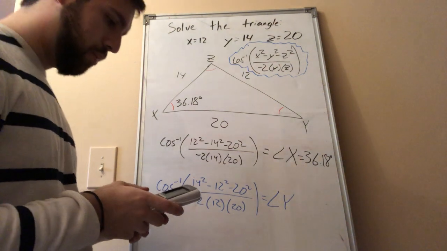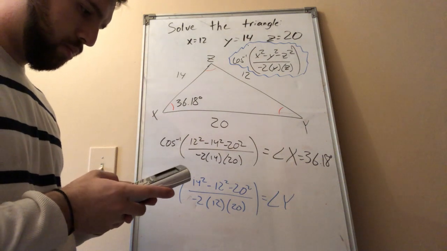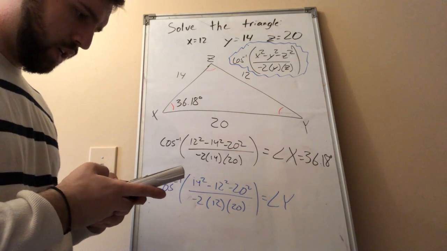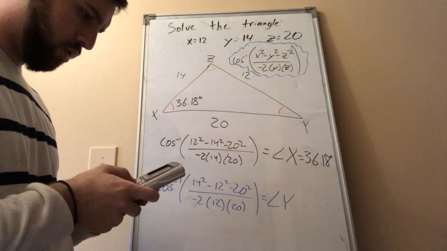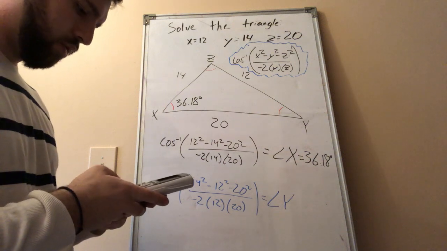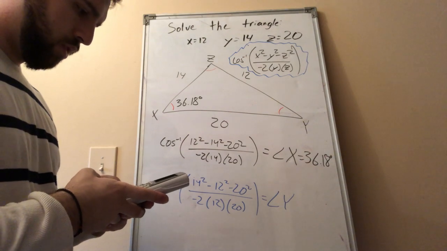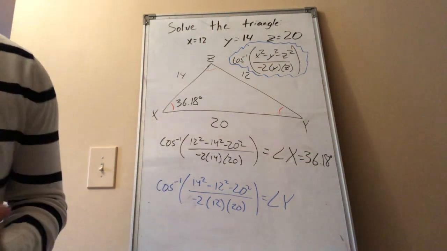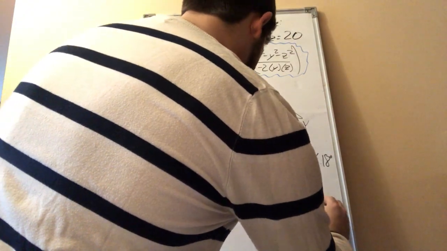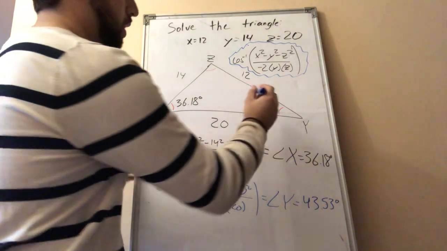And again, I'm going to type this into my calculator. I'm going to get 14 squared minus 12 squared minus 20 squared divided by negative 2 times 12 times 20. And I get my cosine inverse is 43.53. So 43.53 degrees. I'm going to plug it in here.